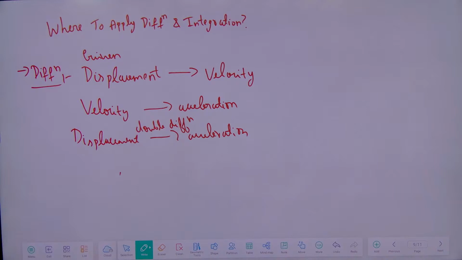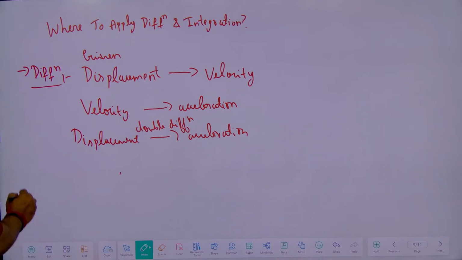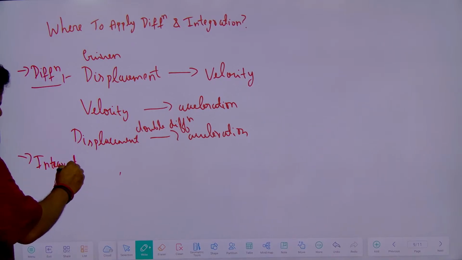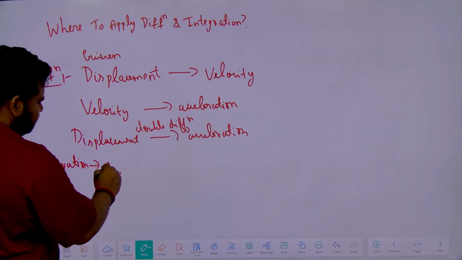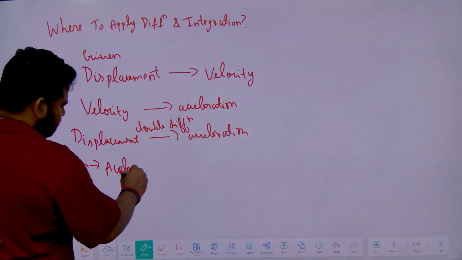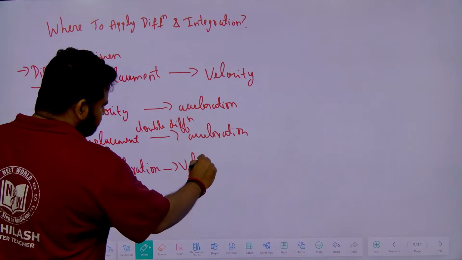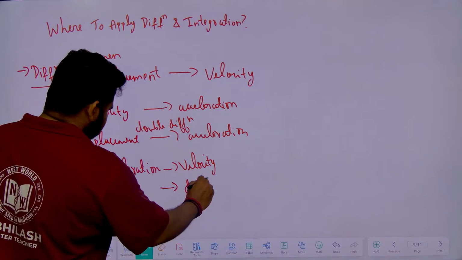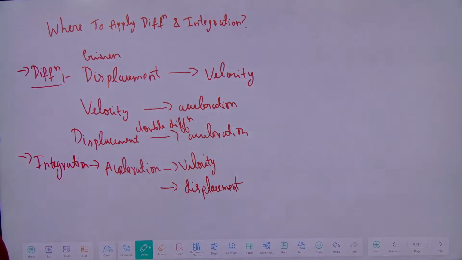Integration is the reverse process of differentiation. So if you have to come from here to here, what you will do? Integration. When you have to go from acceleration to velocity, or acceleration to displacement, you will do integration. That's all. Reverse process.